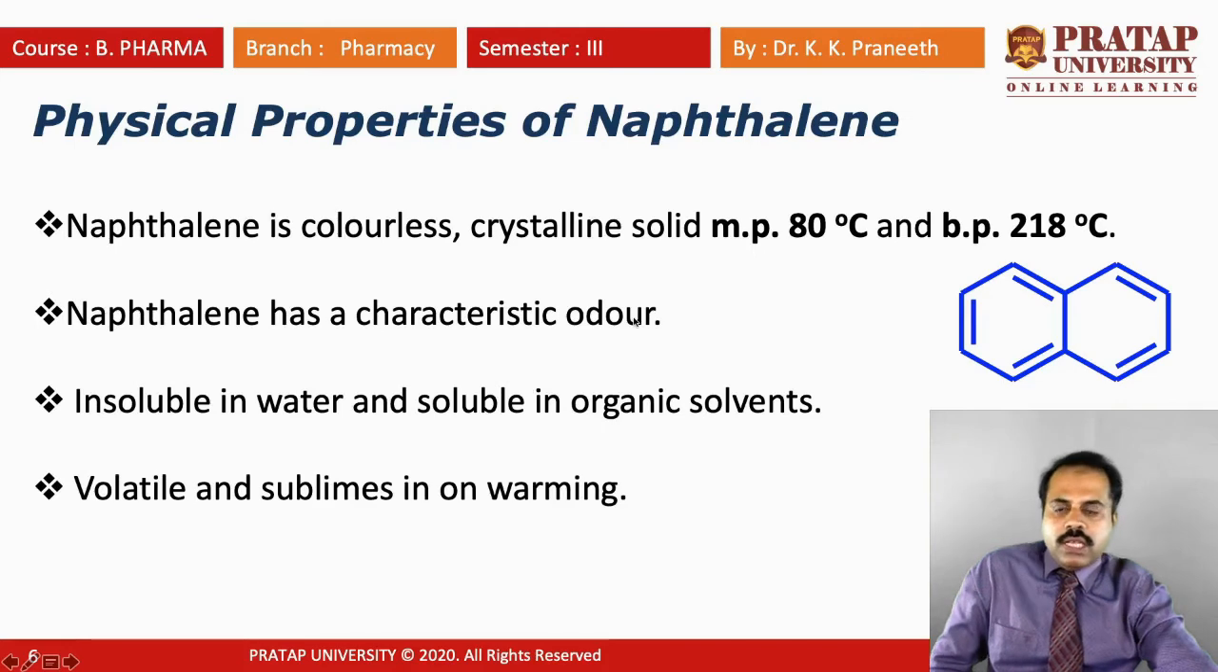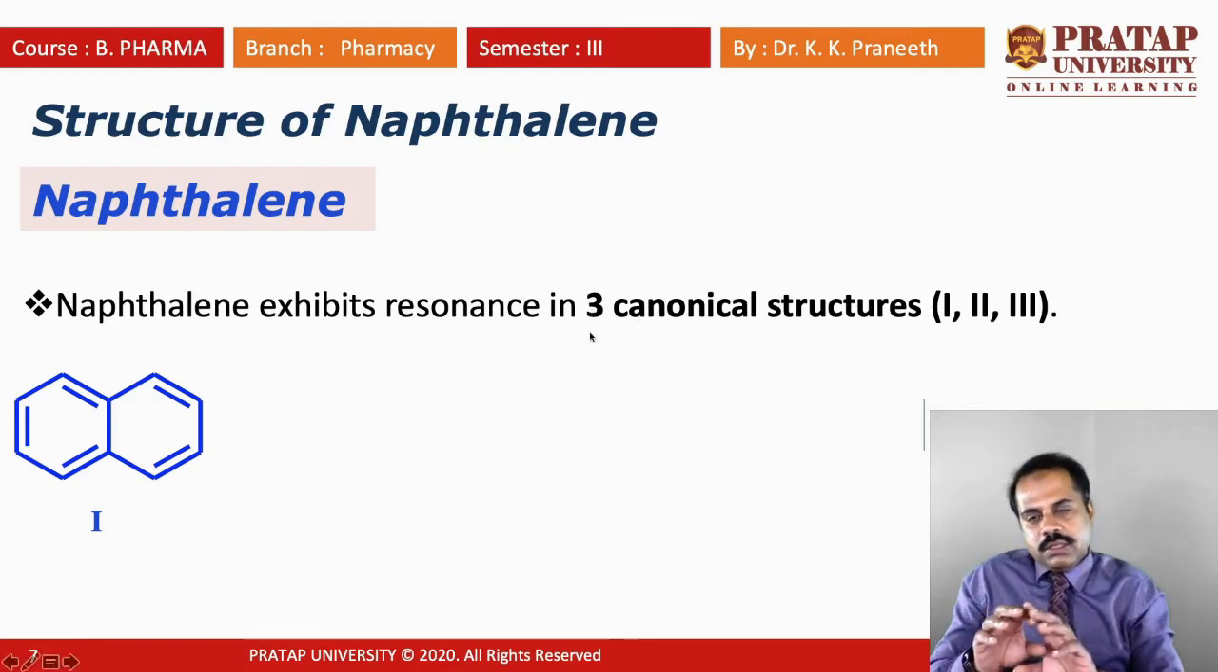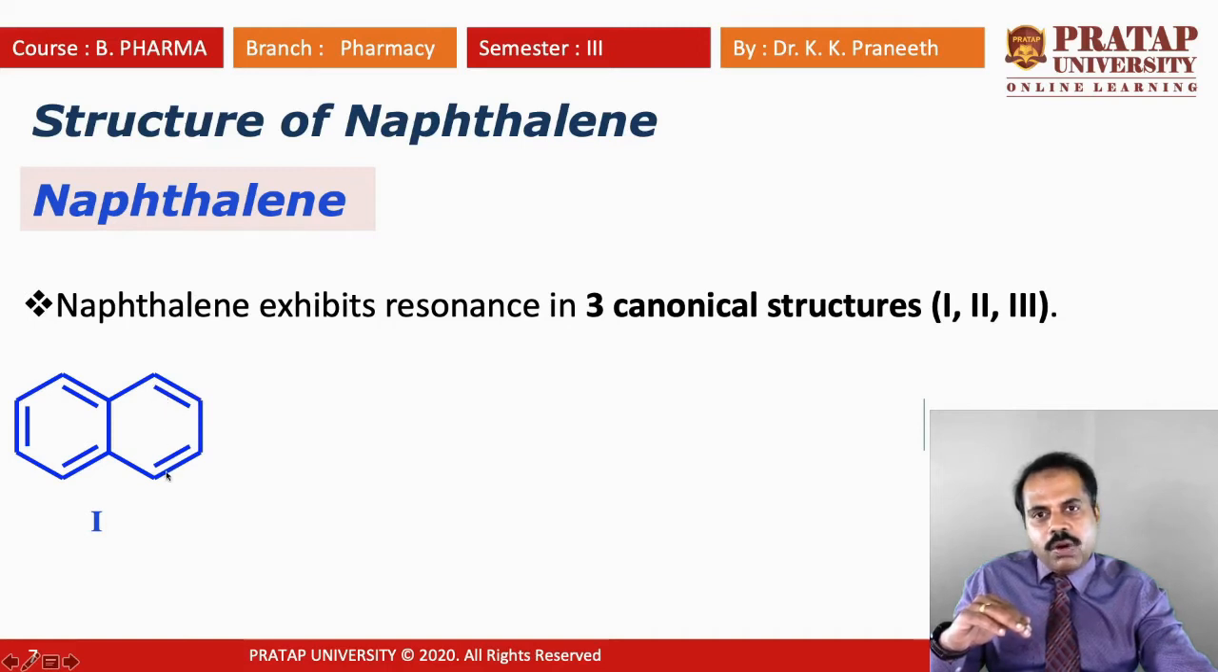Now let's move on to the chemical properties of naphthalene. These are some structural features of naphthalene. Naphthalene exhibits three resonance forms, three resonance structures you can get. With resonance structures, the energy of the molecule is the same, but the structure has slight changes, just the movement of where the double bond is present. This is called resonance. It is the same molecule.